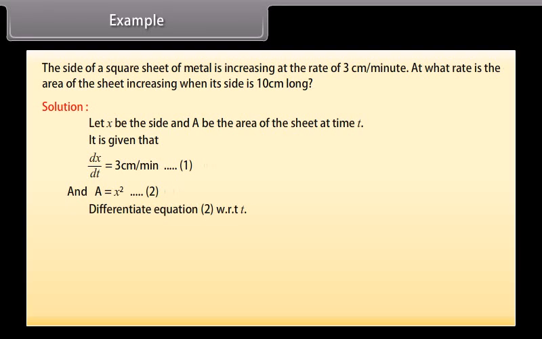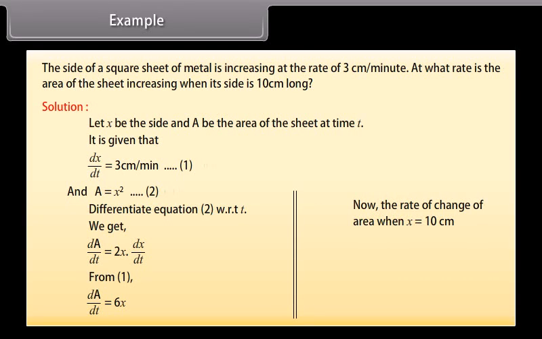Differentiate equation 2 with respect to t. We get dA/dt equals 2x into dx/dt. From equation 1, dA/dt is equal to 6x. Now the rate of change of area when x is equal to 10 cm is dA/dt at x equals 10, which equals 6 into 10 square centimeter per minute, equals 60 square centimeter per minute.